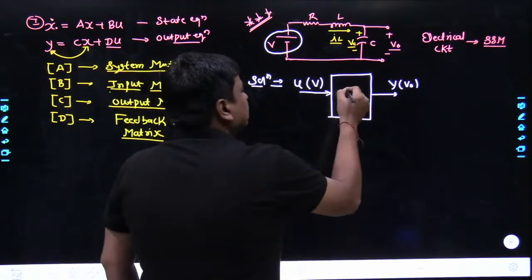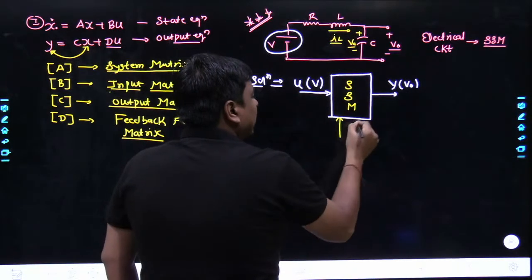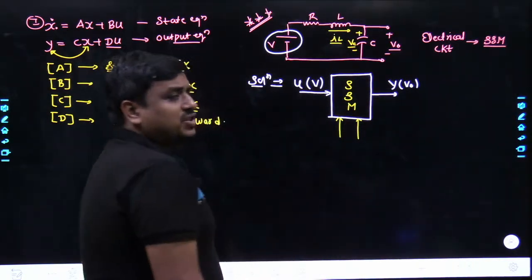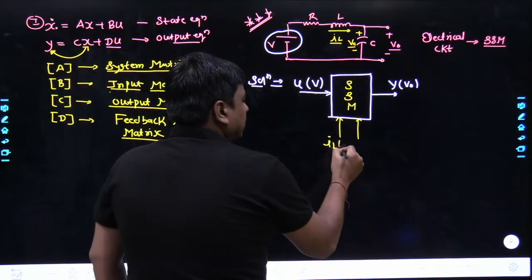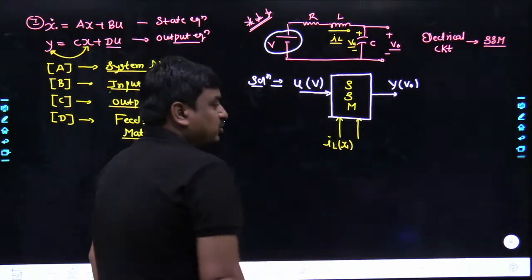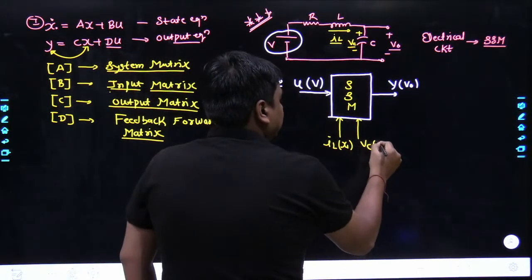And here it is the state space model. How many state variables will you have? Two state variables. What are they? The first could be IL, which initially was x1. And similarly, the second you can have VC, which was x2.